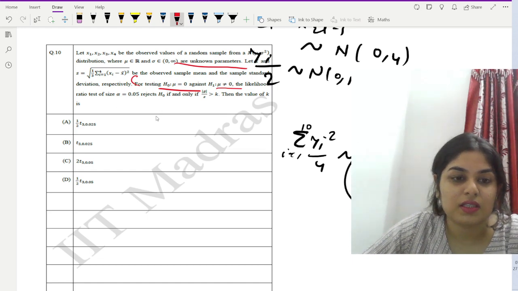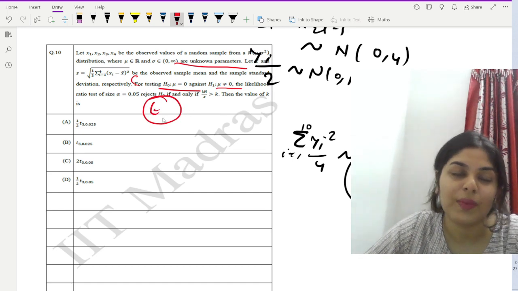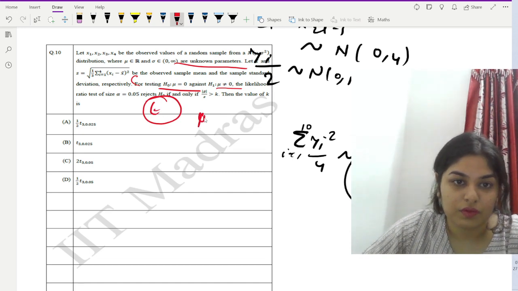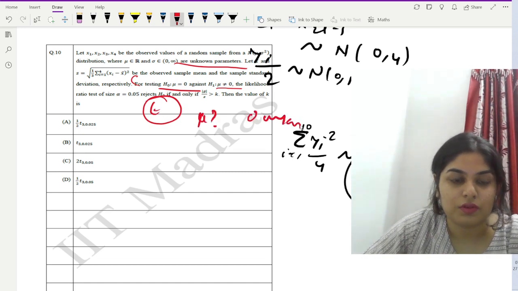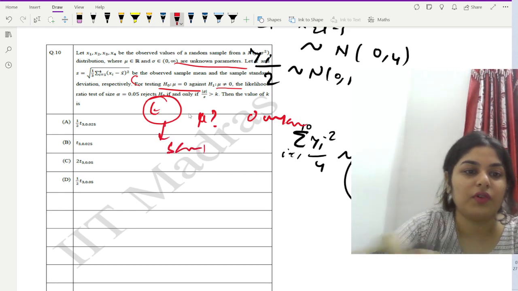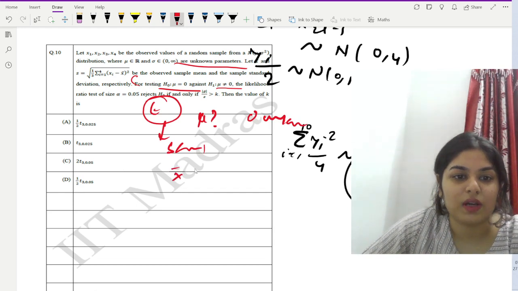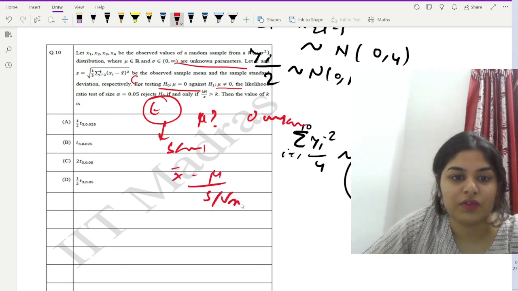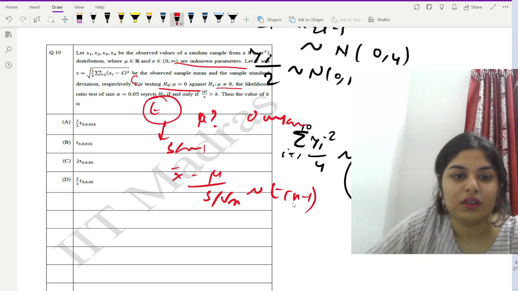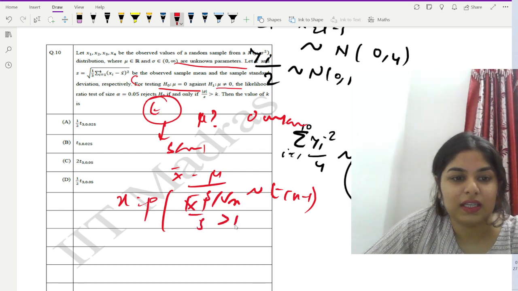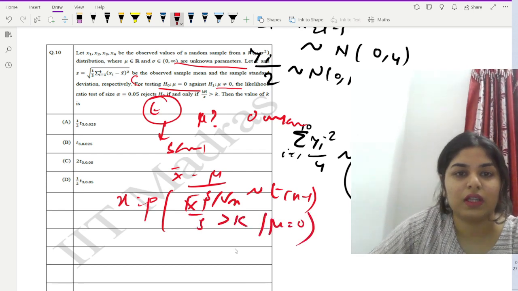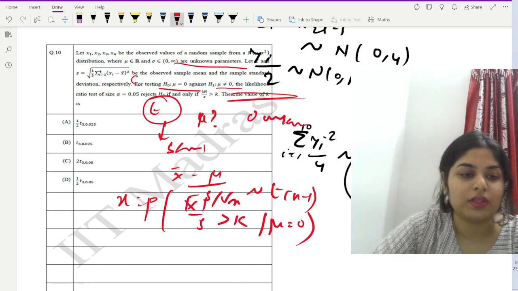Now as you can see, this is the case of using the t distribution. The reason being, mu and sigma are unknown. So we have to use a test statistic, okay? Now what is the formula for this test statistic? That is (X bar minus mu) by (S by root n), which follows t with n minus 1 degrees of freedom. Now here we have probability of |X bar| by S greater than k given mu is equal to 0. That is what is given in the question.